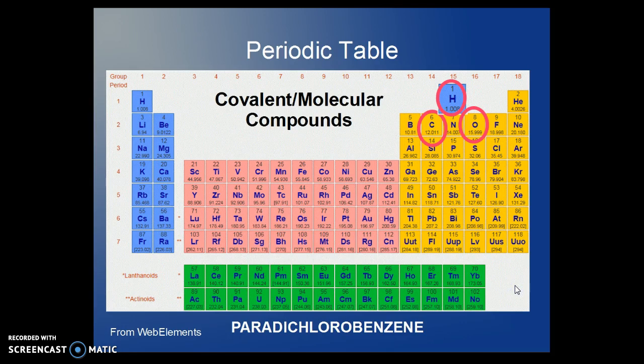But going on to the covalent molecular compounds, we would discover that paradichlorobenzene is made of carbon, hydrogen, and oxygen. Benzoic acid, again, carbon, hydrogen, and oxygen. Sucrose, once more, carbon, hydrogen, and oxygen.